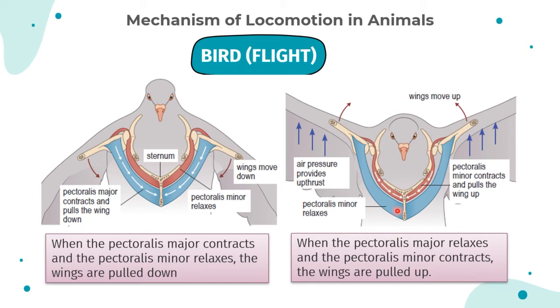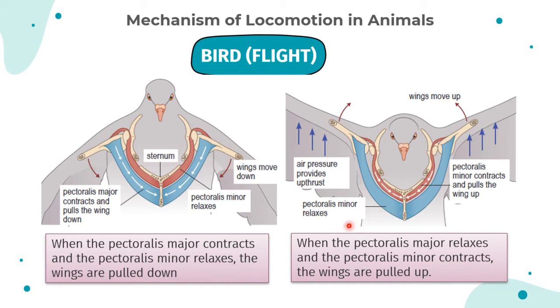At the same time, the pectoralis major will relax. It will become longer, and also will cause the wings to move up. Because of this movement, it will create air pressure. This air pressure will provide up thrust. It will cause the bird to move up. So that is what happened: when the pectoralis major relaxes, the pectoralis minor contracts, the wings are pulled up.